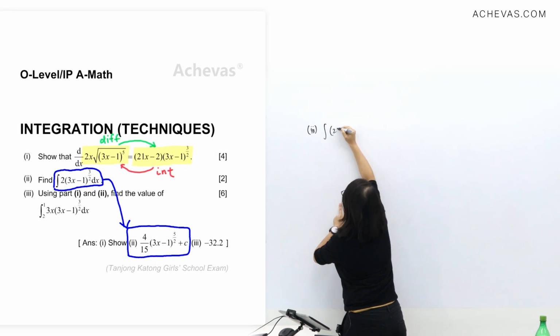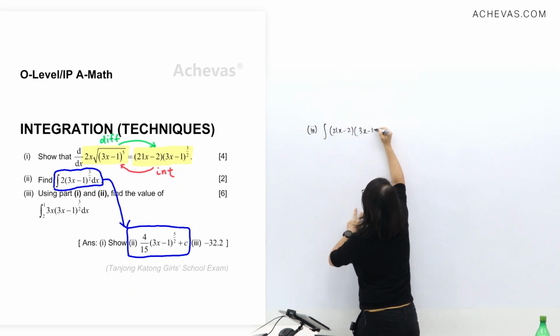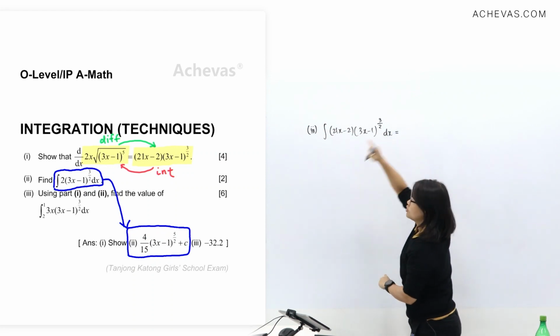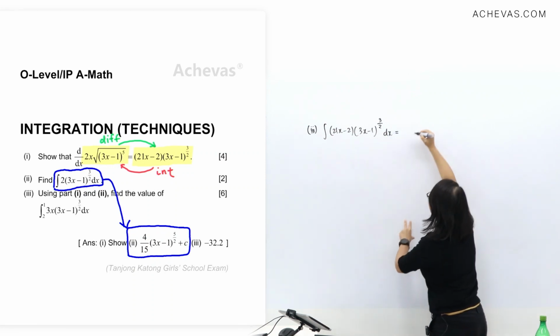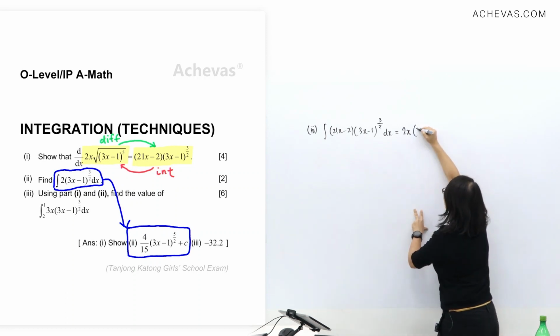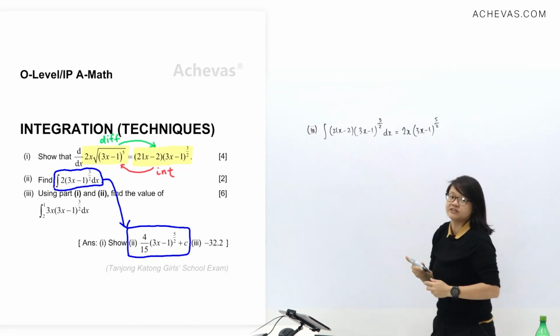Integration of 21x minus 2 times 3x minus 1 raised to a power of 3 over 2, remember to write dx equal. You will write back the question, which is 2x. I'm going to change the square root again, so I'll write it as fractional power, 5 over 2.